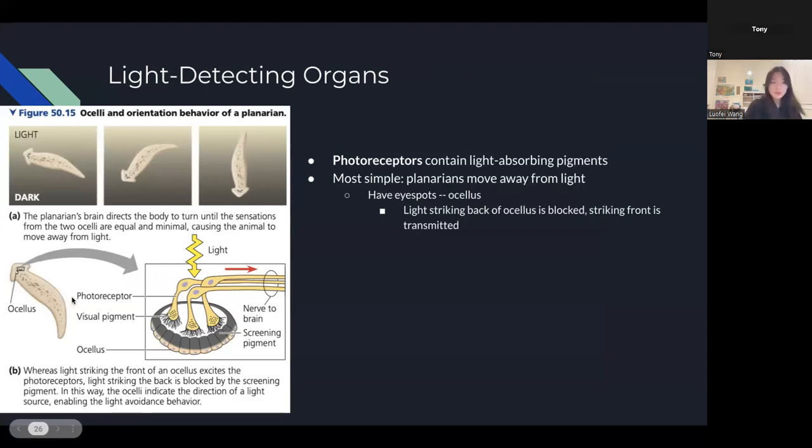Okay, so next we'll go on to the light detecting organs and the eyes. The general concept is that photoreceptors contain light-absorbing pigments, and that conveys to the brain, through the nerves, what's going on with light, with the frequency of light, and everything. The most simple are eye spots, which are called ocelli. Planarians have those, and these help planarians move away from light. This is because any light striking the back of the eye spot is blocked, but light striking the front is transmitted. That helps them tell how they are oriented to light.